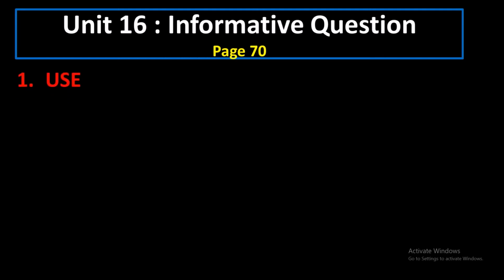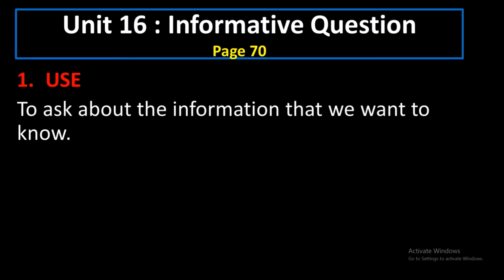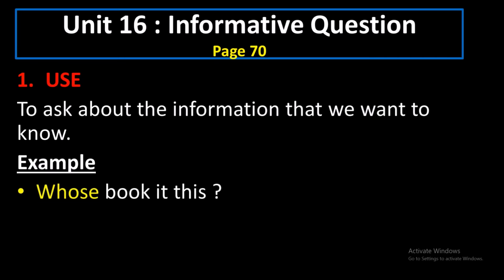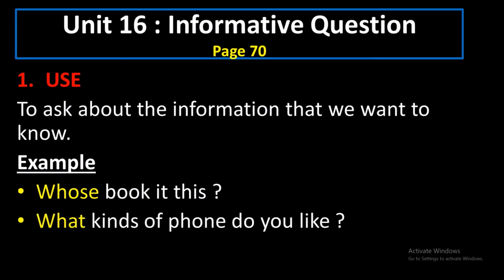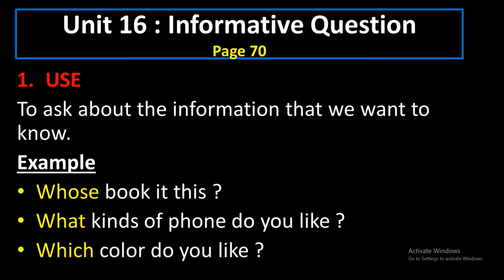Okay, number one, use. When do we use it? We use it to ask about the information that we want to know. I give you examples here. The first example is, whose book is this? We want to know who is the owner of the book. And number two, what kinds of phone do you like? Any kind of phone, iPhone, Samsung, Oppo, whatever. The last one is, which color do you like?